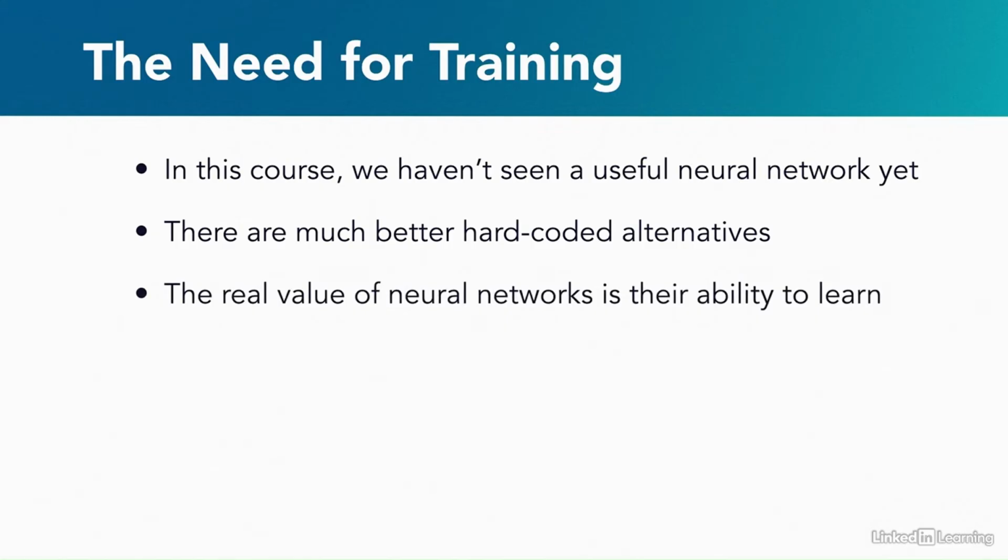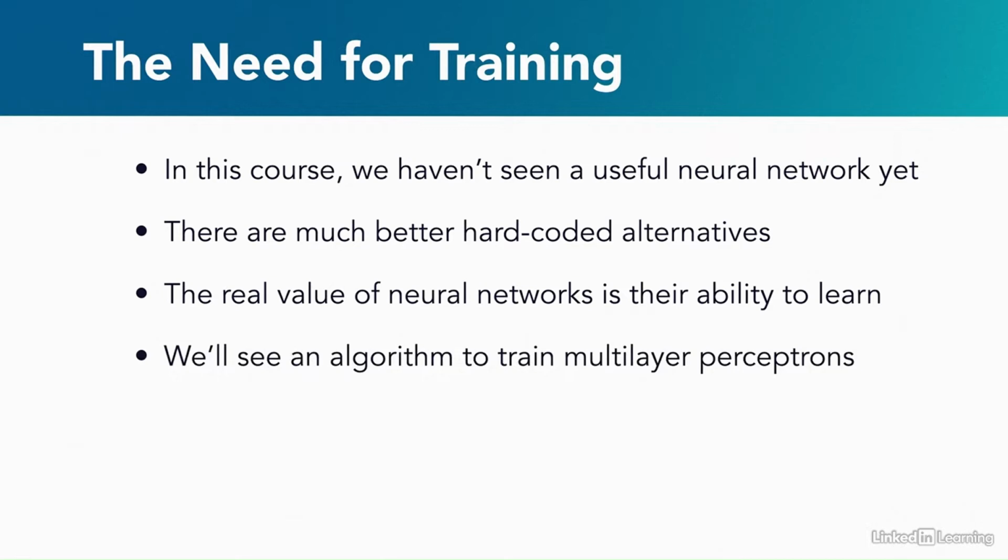Well, it turns out that the real value of neural networks lies in their ability to learn. Sure, we just got a multilayer perceptron to behave as an XOR gate by writing the exact weights it needed. But what if we could show the neural network a lot of examples of how an XOR behaves so that it can learn from those examples? Wouldn't that be something? So I have good news. Up ahead, we'll see an algorithm to train multilayer perceptrons known as the backpropagation algorithm. So sit tight and pay attention.